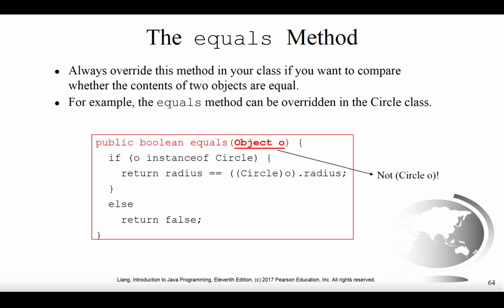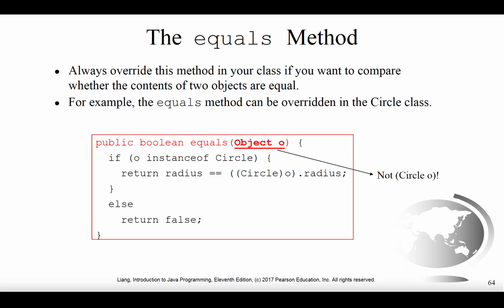And then for the reasons we already discussed earlier, you need that extra pair of parentheses around this whole thing before you do the dot radius part. And if those two radii are equal, the one in the calling object and the one in the parameter object, if they're the same radius, then that will be good enough for us to say these are the same circle, these are equal circles, and we'll go ahead and return that value.